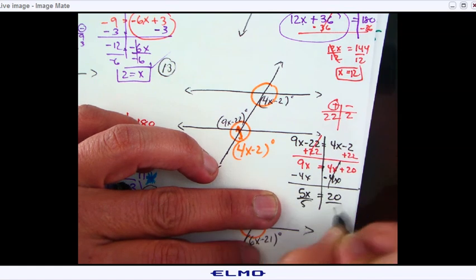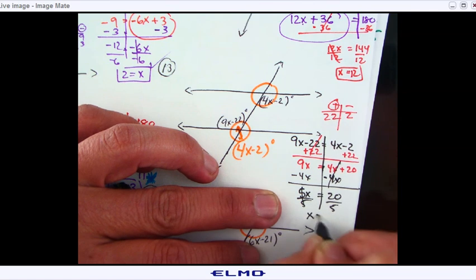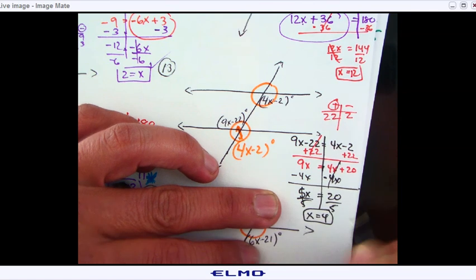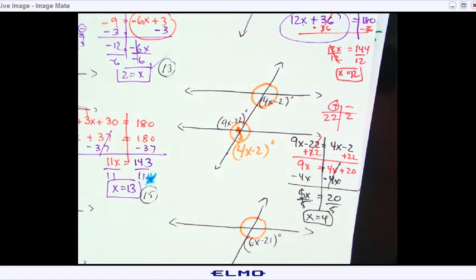Divide by 5. x equals 4. Okay? So there's your answer. All right, x is equal to 4. Any questions on those two? Any questions? Preguntas? No.